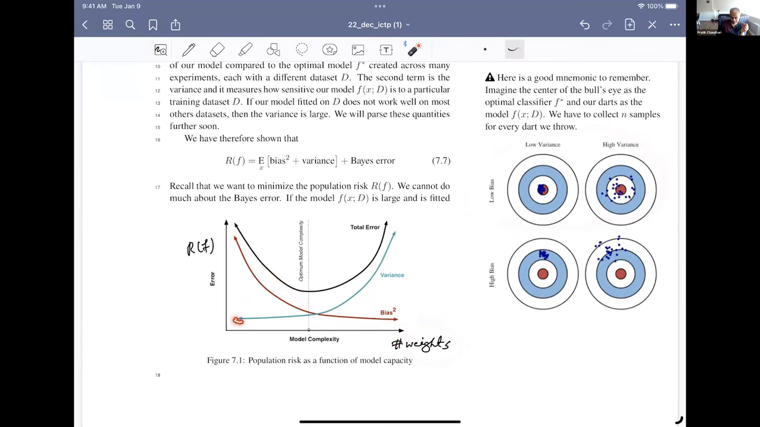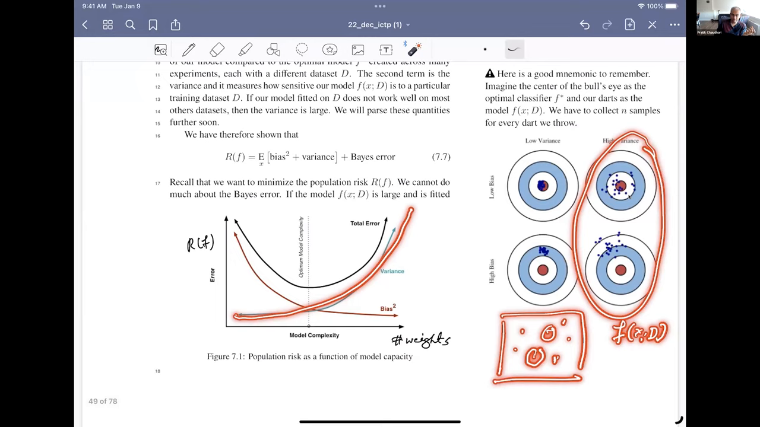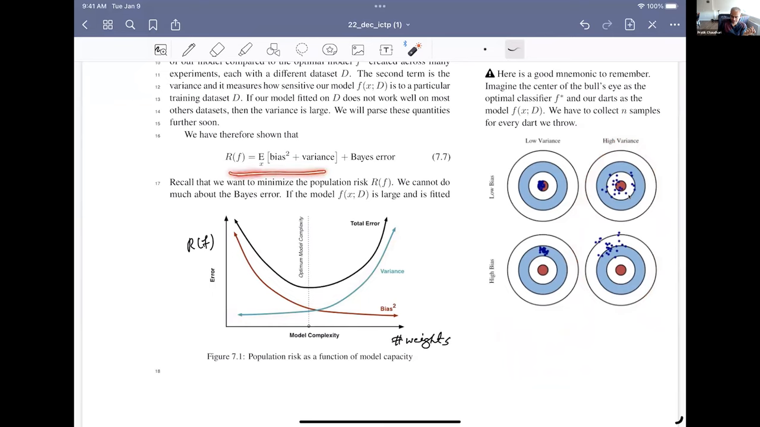But at the same time, the variance blows up, because as the model grows larger, there's a larger and larger set that you're trying to search over. Every point in this set could be a solution. Depending on the data set that I give you, you may find this solution. If I give a slightly different data set, you may find a slightly different solution for what F of X, comma D is. And that will force you to be in this particular column. Okay, so the sum of these two is minimized at some intermediate point, which is roughly the bottom of this U curve.